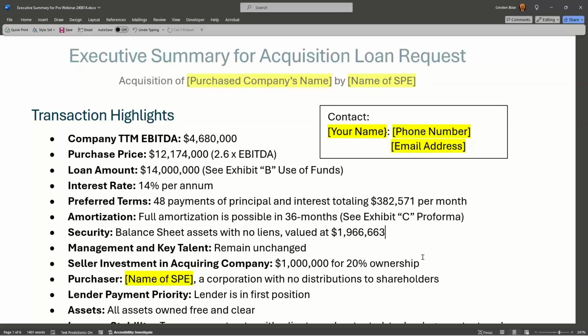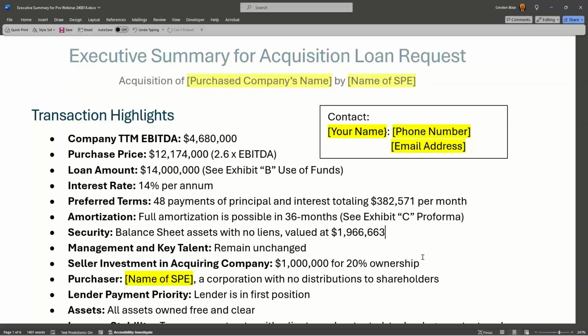The preferred terms: we're asking them to loan us the money for 48 months, where we're going to fully amortize that loan over the 48 months. So we're going to pay that loan back with 48 payments of principal and interest, and those monthly payments are going to amount to $382,571. What I'd like you to see here is we're going to be doing a lot of homework so that the lender doesn't have to, that they can just literally read our numbers, put it into their formulas, and they know very quickly if this is a deal that works for them. So that's our preferred terms.